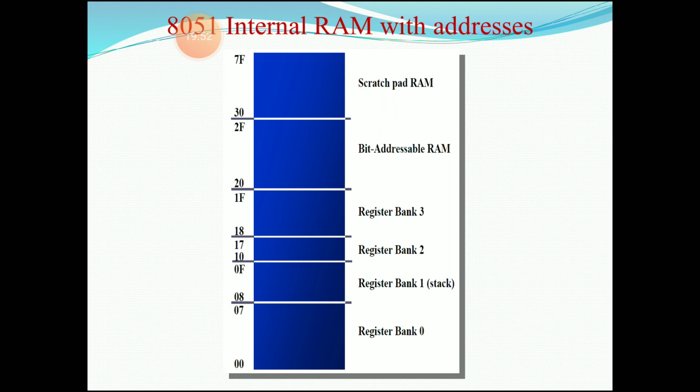These 32 registers belong to R0 to R7. So the R0 register in bank 0 has address 00H, R0 in bank 1 has address 08H, R0 in bank 2 has 10H, and R0 in bank 3 has 18H. So R0 has 4 addresses, and these 4 addresses belong to the 4 banks. Similarly, the R7 register address in each bank is different: 07H in bank 0, 0FH in bank 1, 17H in bank 2, and 1FH in bank 3.